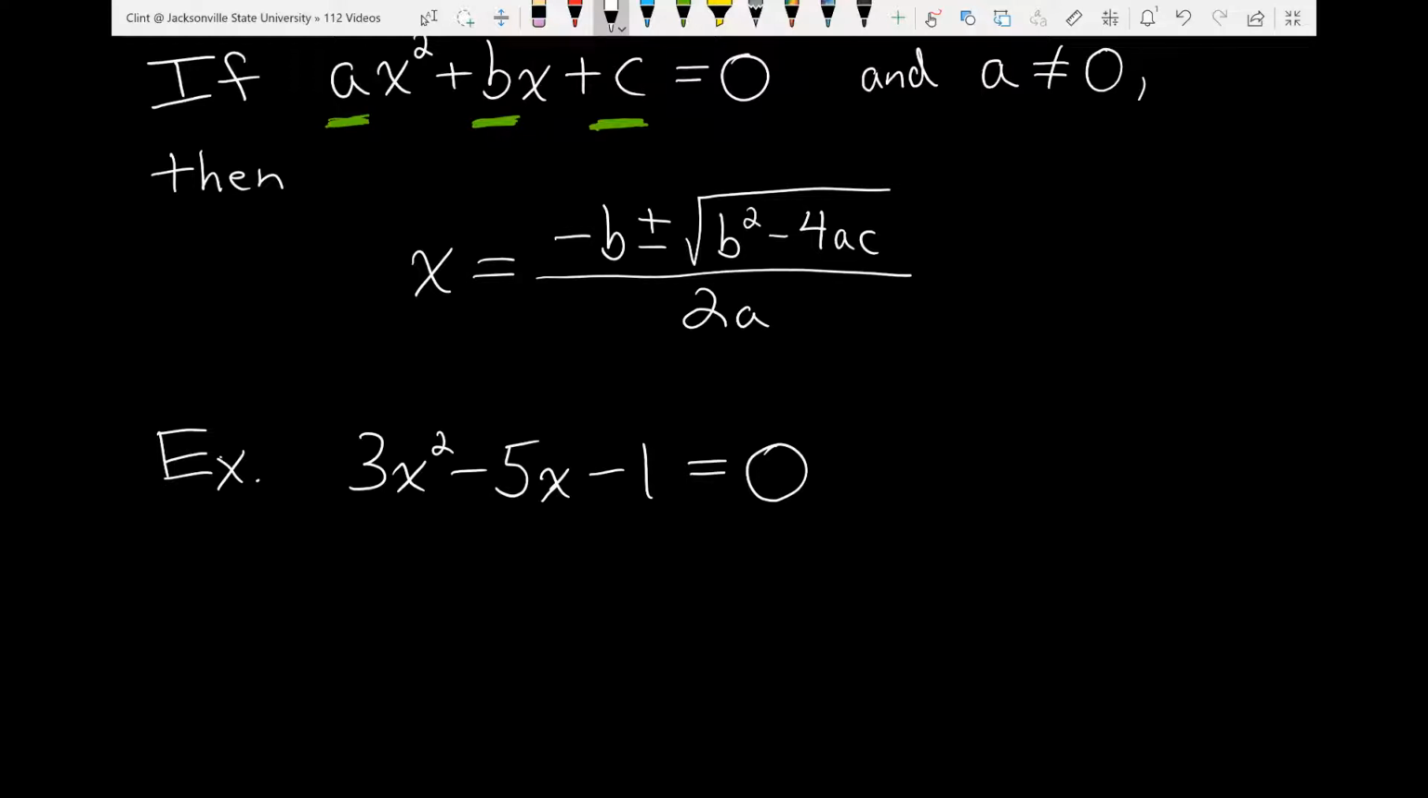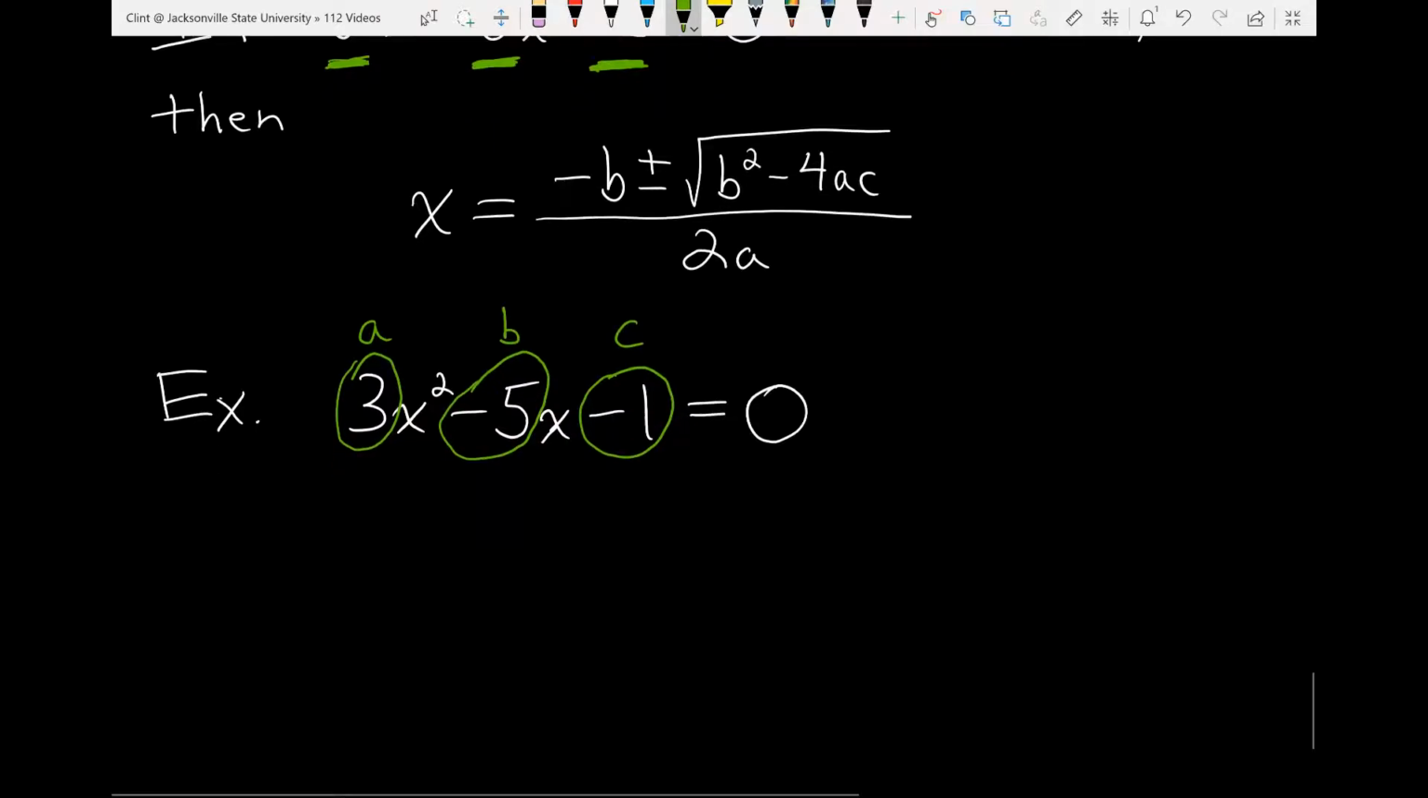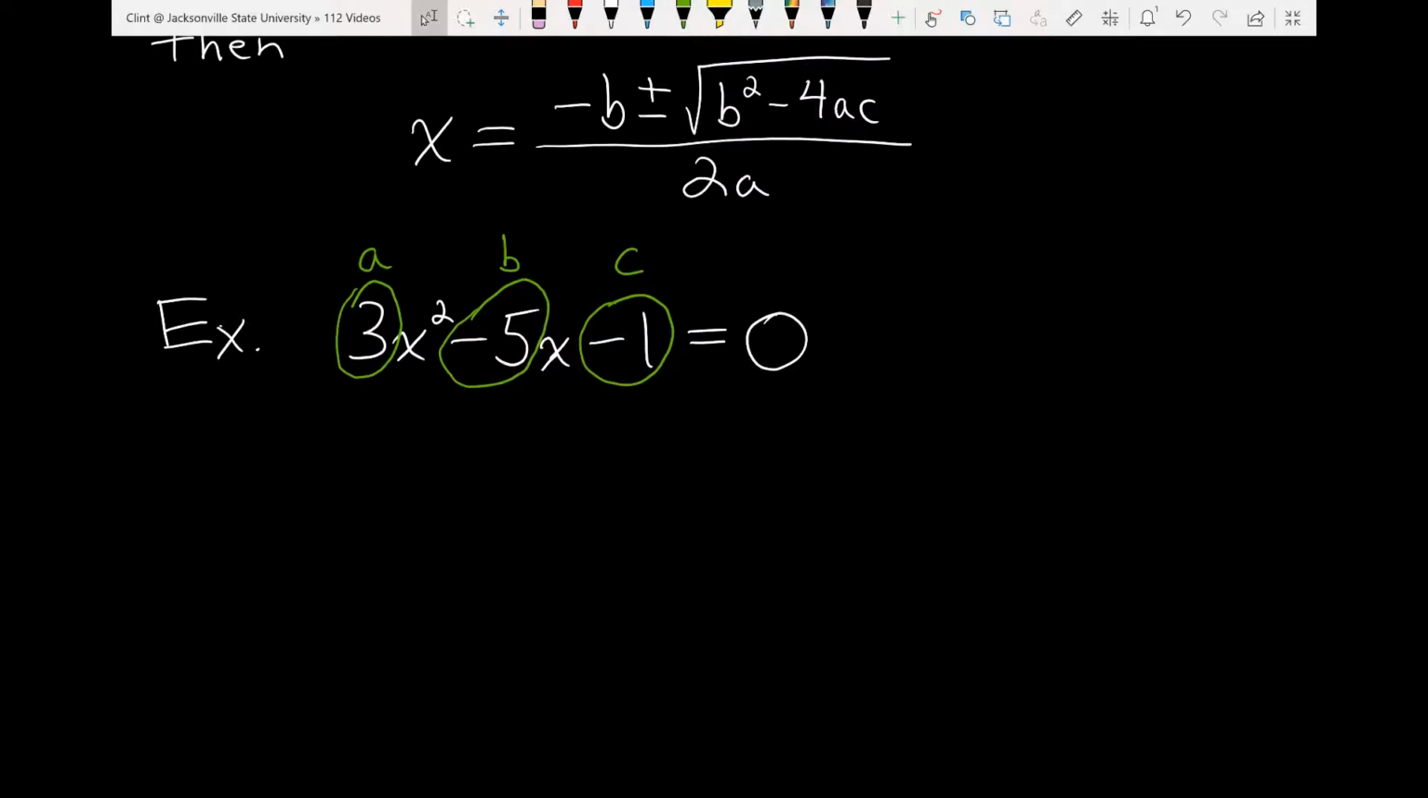Okay. So we have a quadratic equation here. Our a is 3, not the x squared, just the 3. B is negative 5, not the x, just the negative 5. And c is negative 1. Plug into our formula, which tells us our x's. We get when we take the opposite of b.